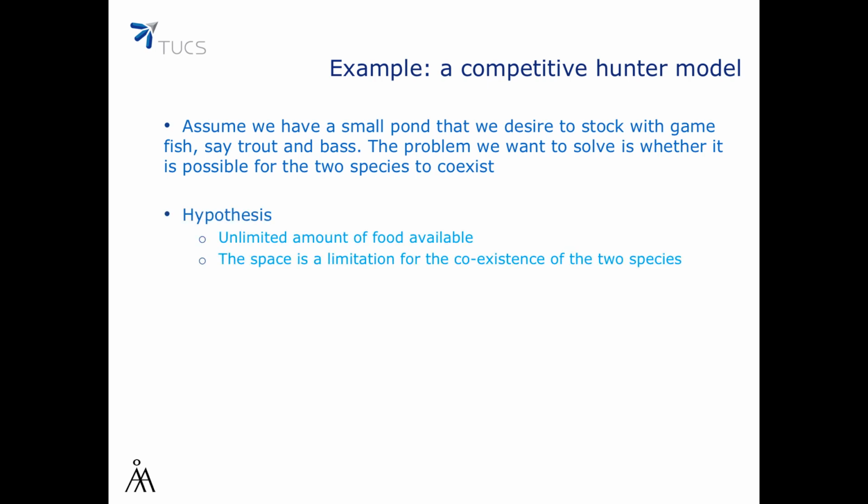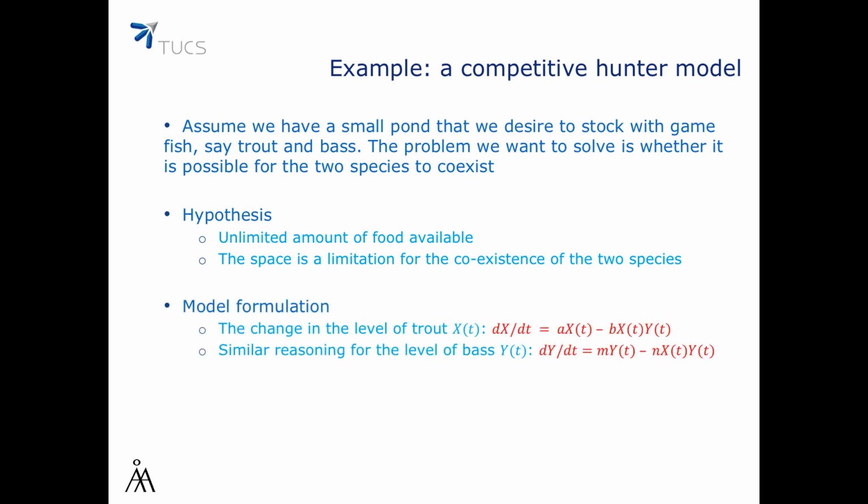There is an unlimited amount of food available, and space is a limitation for the coexistence of the two species. So this means that the more there is of the other species, the smaller the growth rate is going to be. There could be several causes, but let's assume that the cause in our model is competition for space, and we will model it as proportional to the number of possible interactions between the two species.